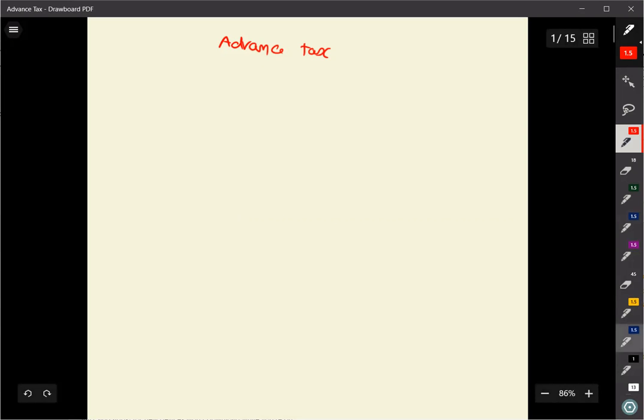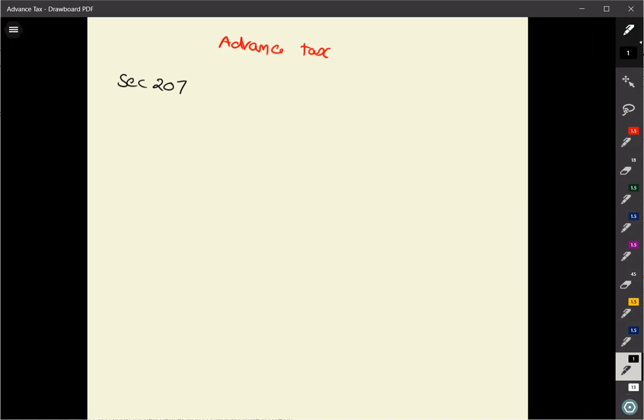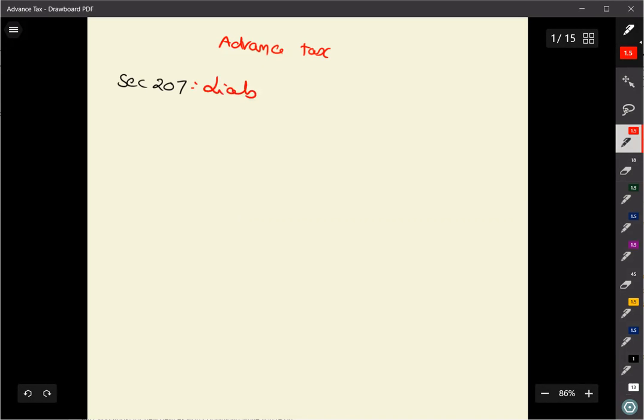Now, for this, I need to start with Section 207 of the Income Tax Act 1961. So, what is Section 207? Section 207 is speaking about liability for payment of advance tax. Who is liable? What are the conditions which you need to satisfy so that you are supposed to pay the advance tax? That's what Section 207 covers.